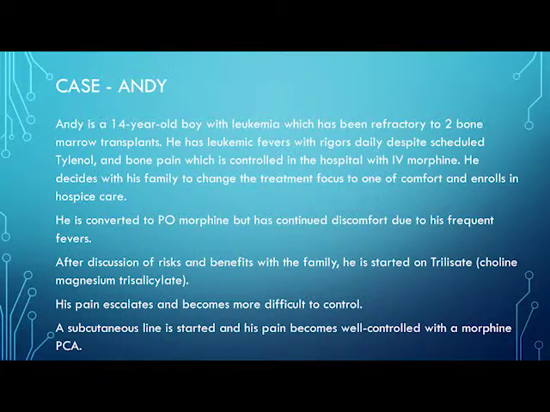I would say that not all NSAIDs are created equally. So trilisate, choline magnesium trisalicylate, is an NSAID which is the lowest on the platelet inhibition scale if you had to rank NSAIDs. And it's a reasonable thing to discuss and to do for him. And so in this case, we would do that. And then he's at home doing well for a while, but his pain escalates. And it seems like it's getting more difficult to control with oral morphine.